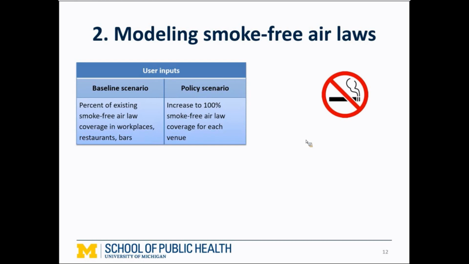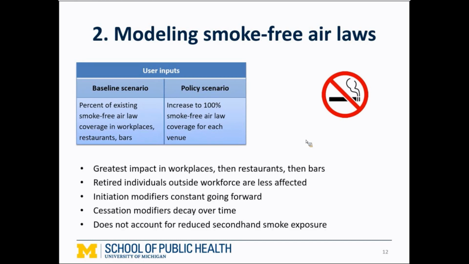Again, we assume that the impact of these laws on smoking initiation stays constant going forward, but that their impact on quitting declines over time as those who quit do so in the years immediately following policy implementation. And since the retired population is less affected by smoking bans in workplaces, the model was calibrated to reduce their smoking by less than for those who are of working age. Our estimates for smoke-free air laws are conservative because the model doesn't account for health benefits due to reduced secondhand smoke exposure. So we only model the impact of a policy on individual smoking behavior.